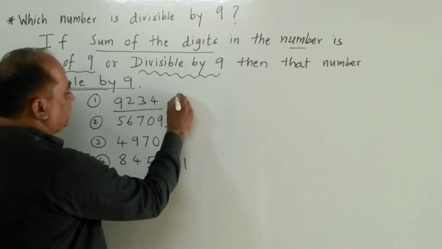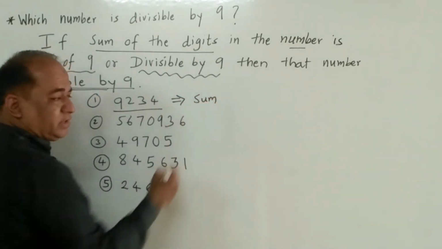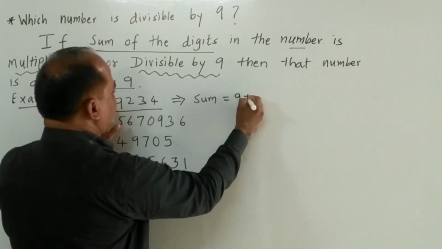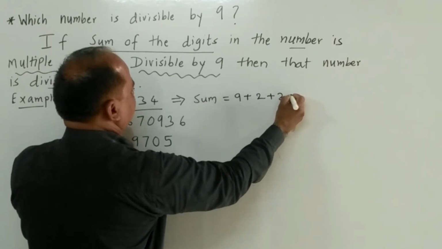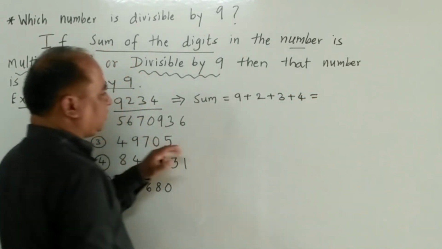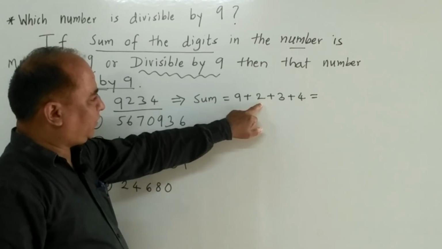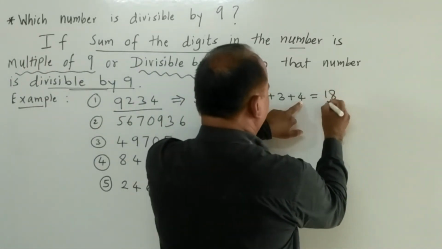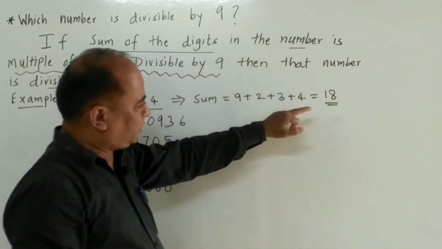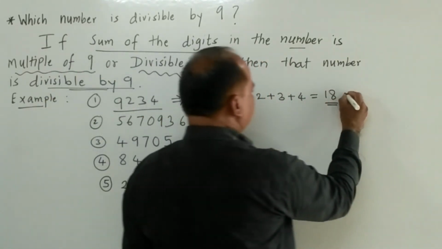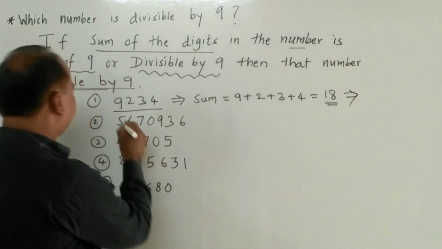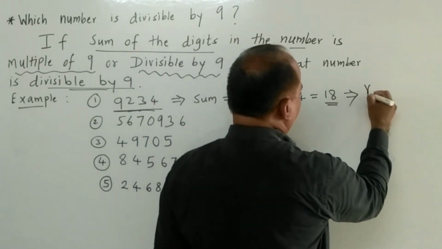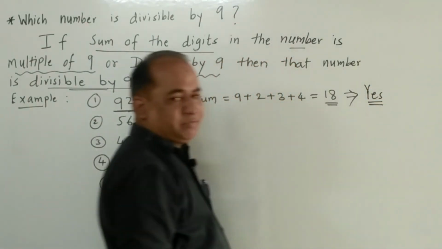So the number here is 9234. Let us find the sum of the digits of this number. Sum is equal to 9 plus 2 plus 3 plus 4, which is 9 plus 2 is 11, 11 plus 3 is 14, 14 plus 4 is 18. Is 18 a multiple of 9? Yes, 9 twos are 18. So this number 9234 is divisible by 9.